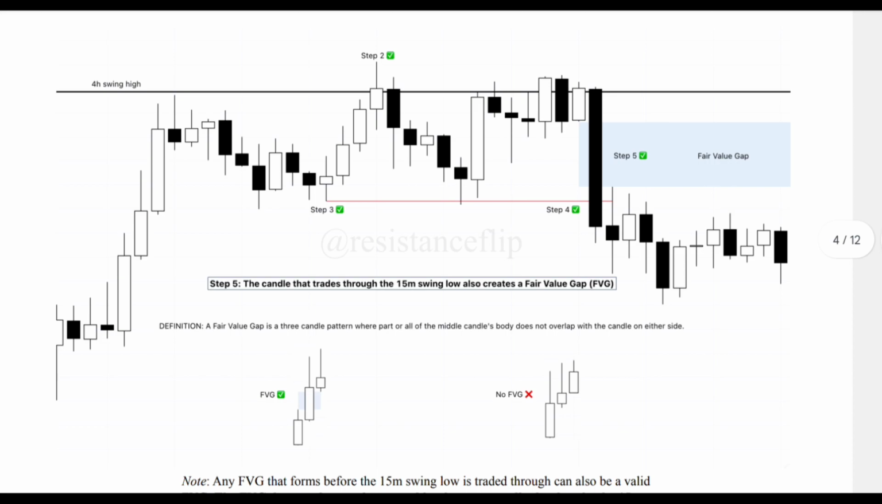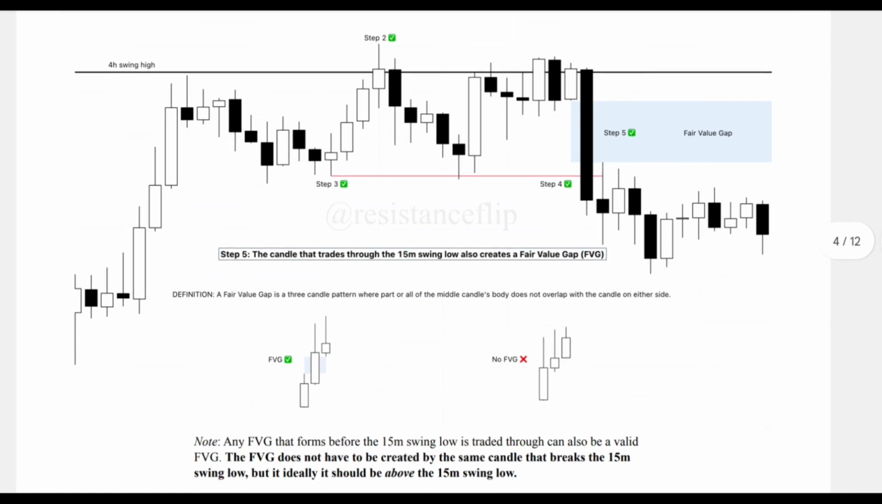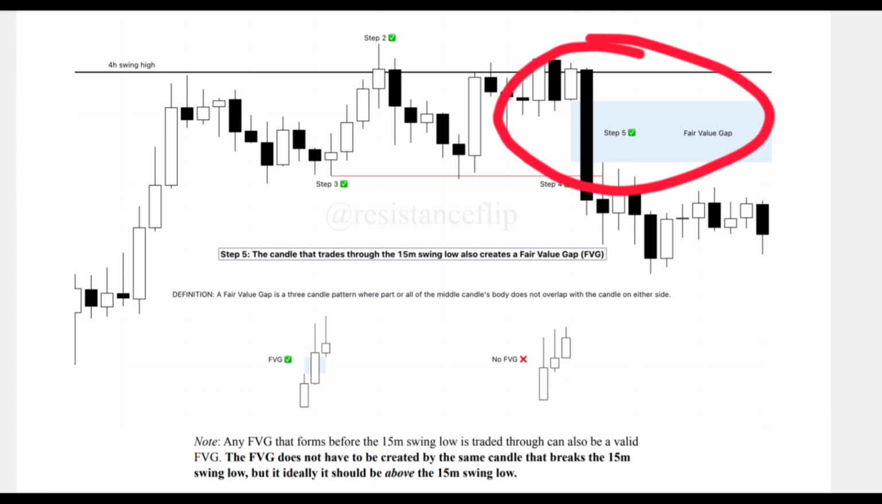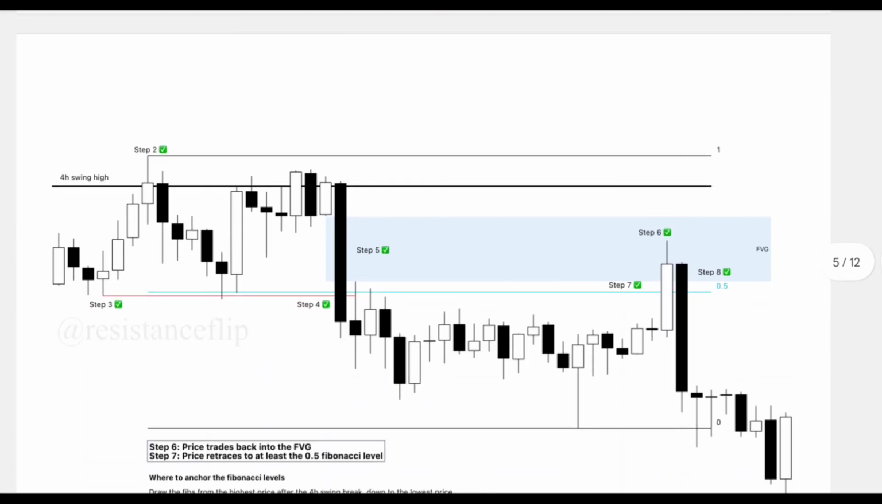You can see the candle that trades through on the 15 minute also creates a fair value gap. It's not necessary, you can use any other fair value gap, but if this leaves a fair value gap, then this will be a high probability trade. You can see here a fair value gap has been formed before sweeping these lows. So this is step number 5, and I'm sure you would be aware of fair value gaps by now. It is the basics, so I won't discuss it here.